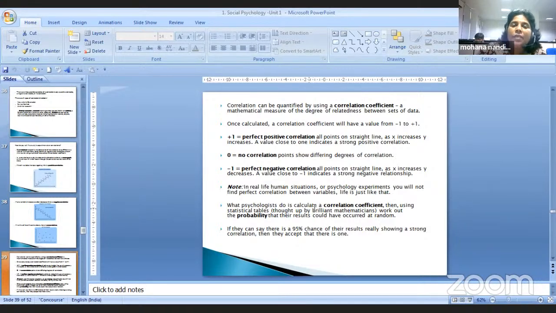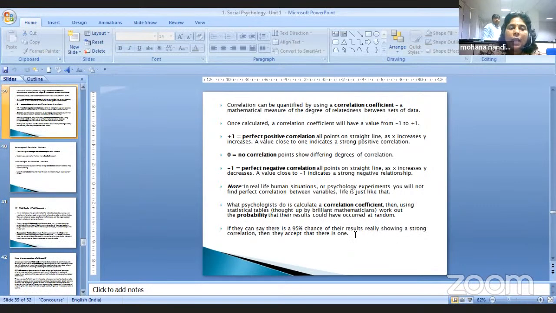It's just an ideal image. Whenever we are doing a correlation relationship study, we need to consider this. Most psychologists calculate a correlation coefficient, then use a statistical table. In most cases, there is a 90% chance of the result really showing a strong correlation. Most of the time, they may accept the results.